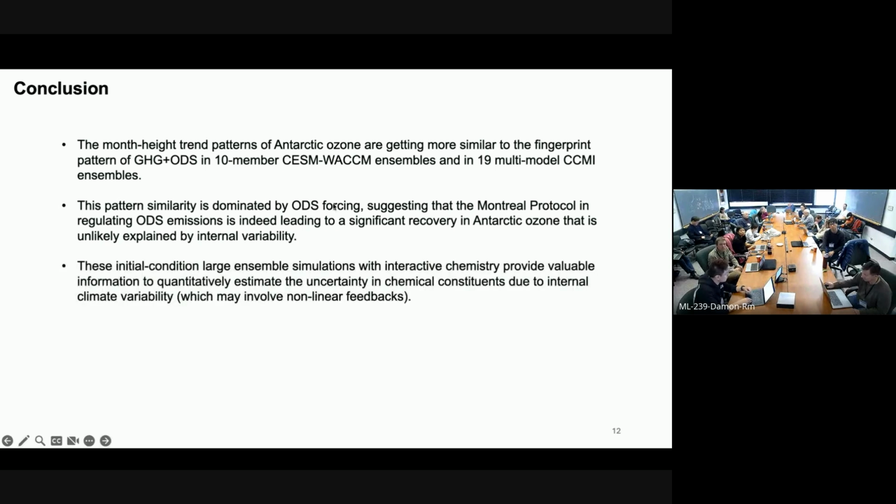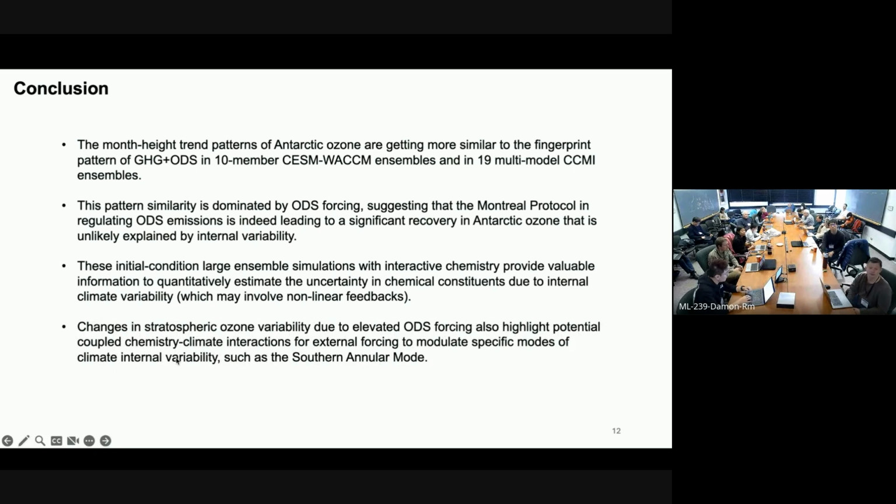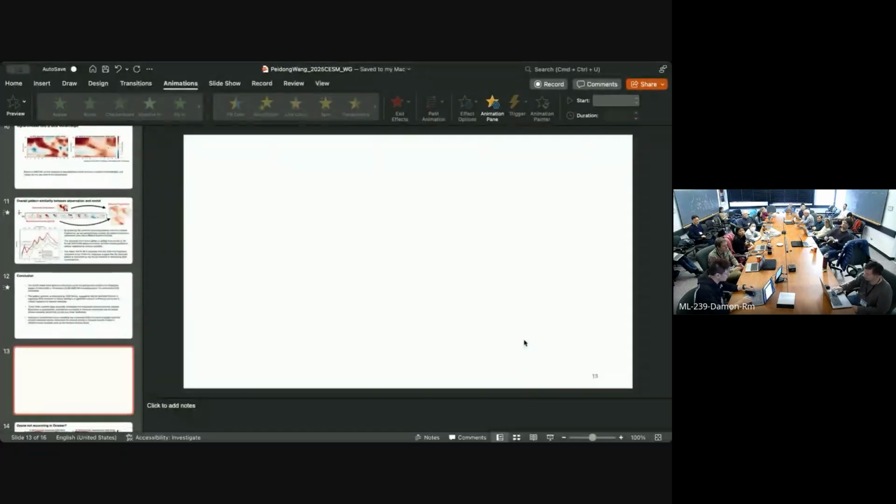And these initial-condition large-ensemble simulations with interactive chemistry provide valuable information to quantitatively estimate the uncertainty in these chemical constituents due to internal climate variability, which may involve nonlinear feedbacks. And finally, the changes in stratospheric ozone variability due to elevated ODS forcing also highlight a potential pathway for coupled chemistry-climate interactions for external forcing to modulate specific modes of internal climate variability, such as the Southern Annular Mode. And with that, I would like to thank you very much for your time, and we'll take any questions.